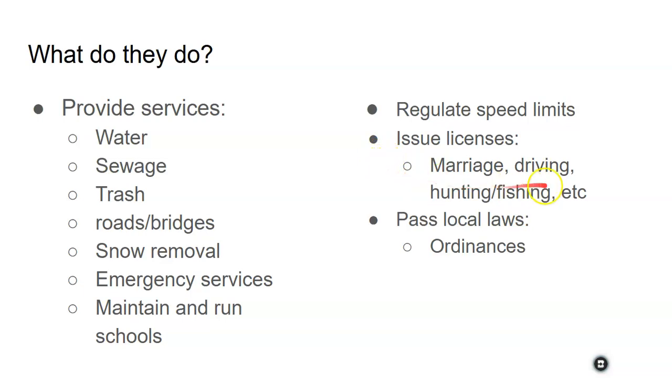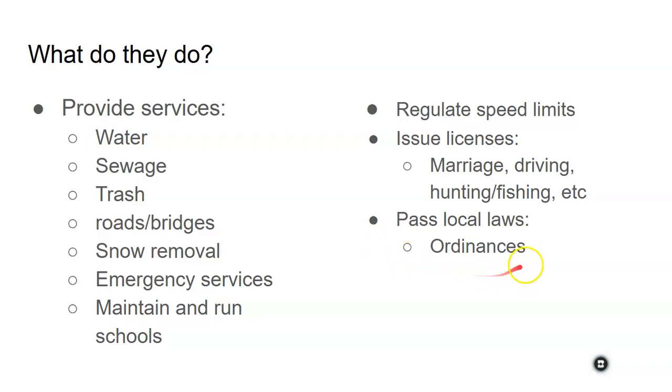Marriage licenses, hunting licenses, fishing licenses, these are all done by either the state of Ohio or the local government, okay? Hunting and fishing licenses are run by the state of Ohio. Marriage licenses are issued specifically by the county in which you will get married. And driving licenses are also issued by the state of Ohio.